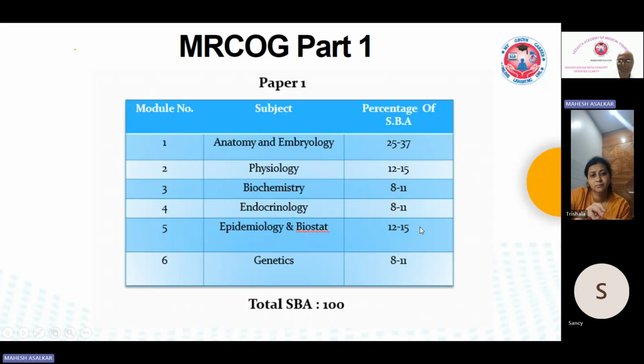Next is epidemiology and biostatistics. This carries again 12 to 15 maximum weightage, and most of the candidates are worried about this, especially biostatistics. But I'll say this is the easiest subject. You attend our biostatistics session, which we will be covering 1 month prior to the exam. Generally we keep this session at the end.